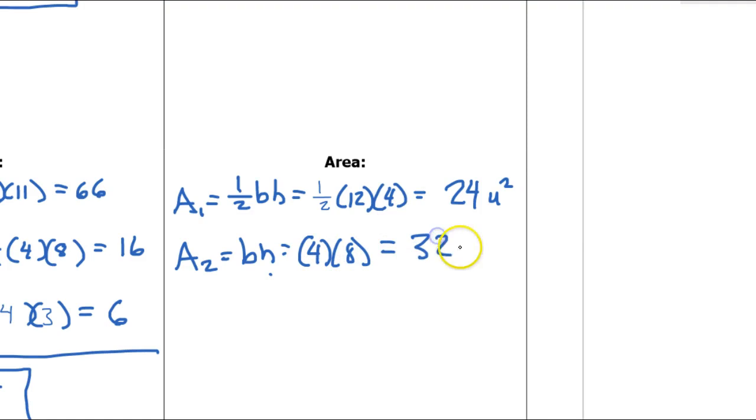Which is 32. So 32 square units. Let's move on to area number 3. Area 3 is another triangle, and the area of a triangle is 1/2 base times height.